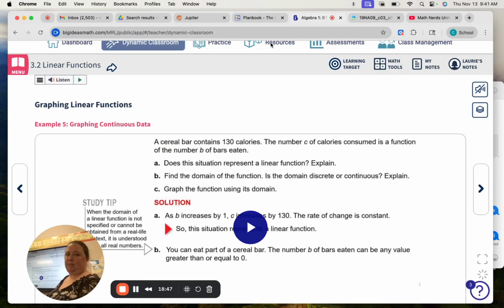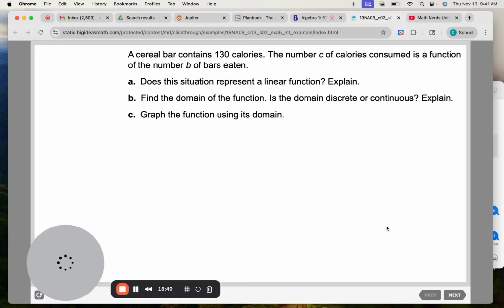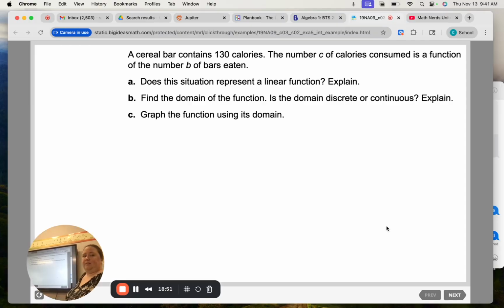All right, so example 5. ABC. Example 5, a cereal bar contains 130 calories. The number C of calories consumed is a function of number B of bars eaten. Does this situation represent a linear function? So first of all, can I write this as a linear function?